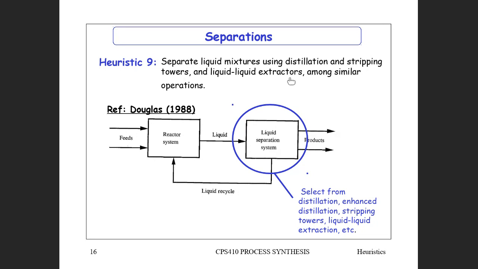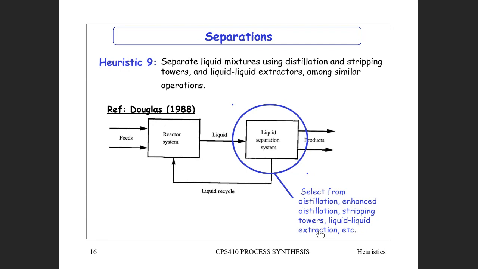So essentially, you should read heuristic 9 as separate liquid mixtures using distillation, and there are a few other options that you could use. So here we have it. Reactor system, the liquid goes in, separation system. Some of them might be products, some of them might have to be recycled. But that liquid separation system, select from distillation, enhanced distillation, stripping towers, liquid extraction, etc.